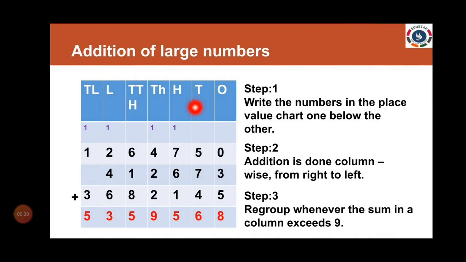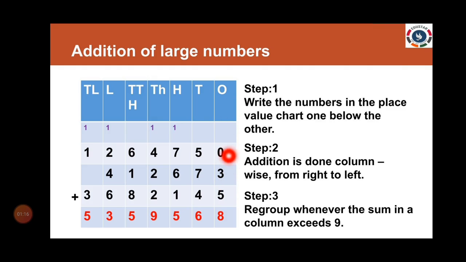Step 1, first you write the numbers in the place value chart, one below the other. So write ones, tens, hundreds, thousands, ten thousands, lakh, ten lakh. Then you have to arrange the numbers, starting right from the ones place. The next step: whenever you are adding the values, you start column-wise from the right side onwards, from right to left.